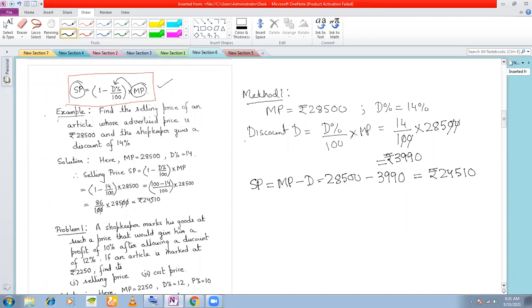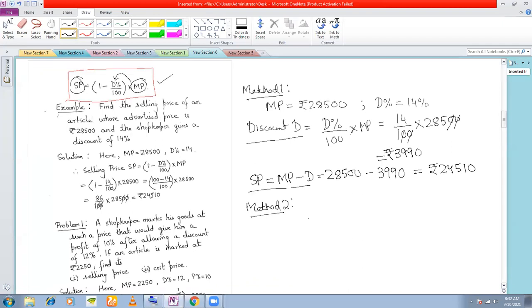In this method, if you see, I have first calculated the discount and then the selling price. In the second method, if I use this formula directly, this is actually not a formula. You will be using this your entire life. If you are dealing in everyday life, you will be dealing with this. Okay.